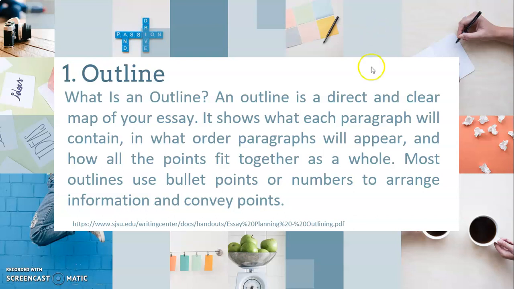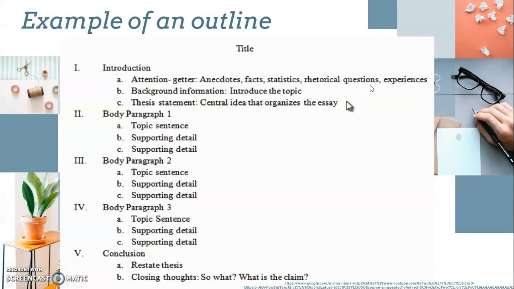Okay, now I'm going to give you an example of an outline. So guys, an outline always starts with a title. It is followed by the introduction. Pay attention to the content of the introduction. At the first stage, you need to find an attention getter. It means something that wows the audience or the reader.